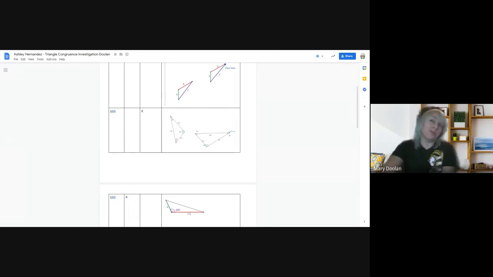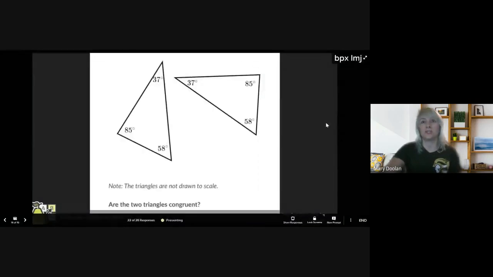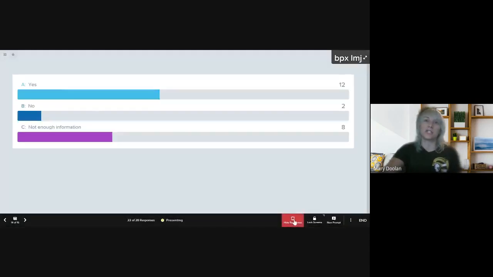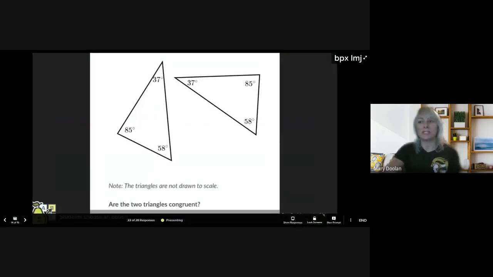Yes, these could be congruent, okay? But also they could not be congruent. We don't know. There's just not enough information to make that determination. Okay, so not enough information. C, not enough information. Oh my gosh, it's 11:40.